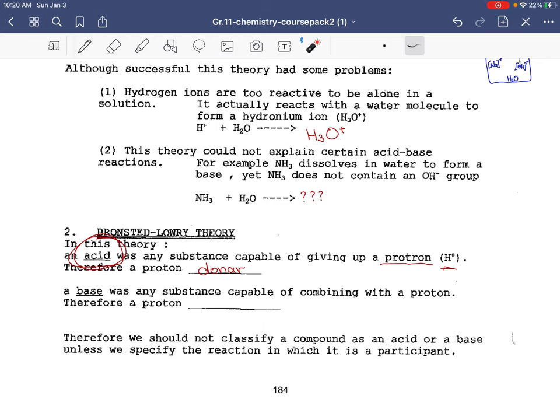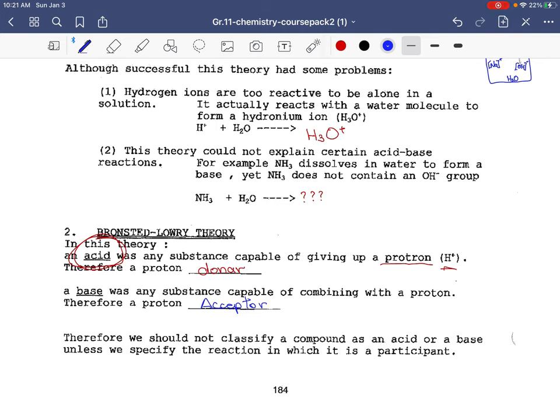Now, a base is known as a proton acceptor. Notice Bronsted and Lowry did not say anything about OH minus. Take a look at his sentence. His theory didn't say anything about hydroxide. His theory says a base is something that accepts protons. My goodness. What does that mean?